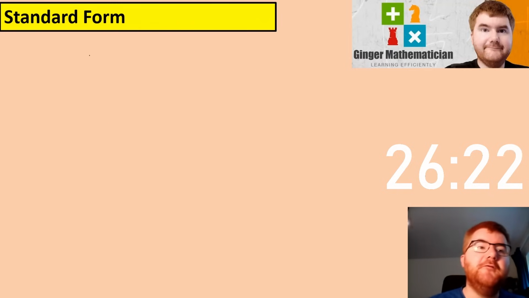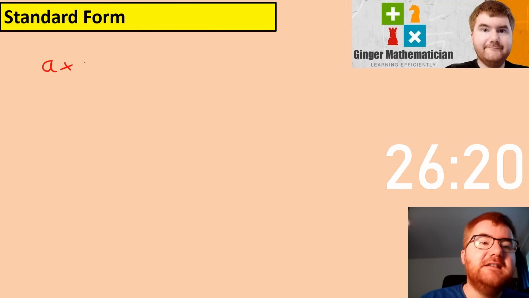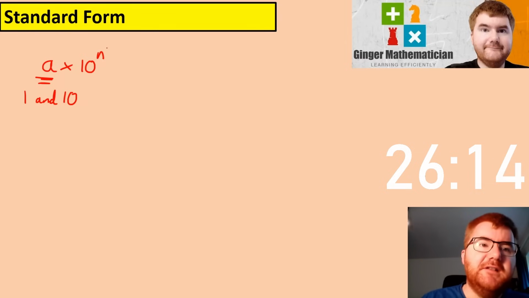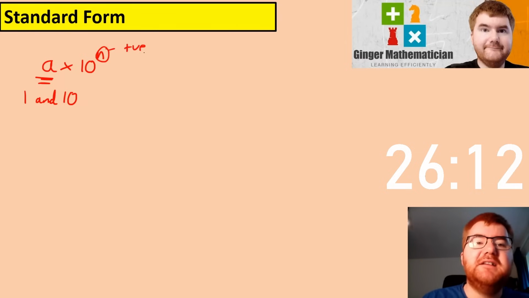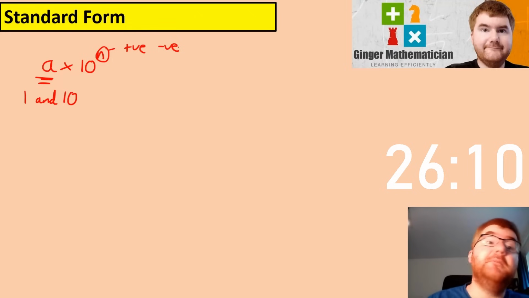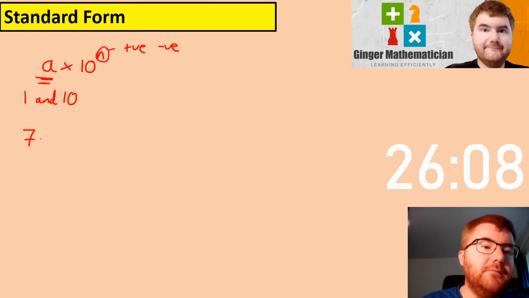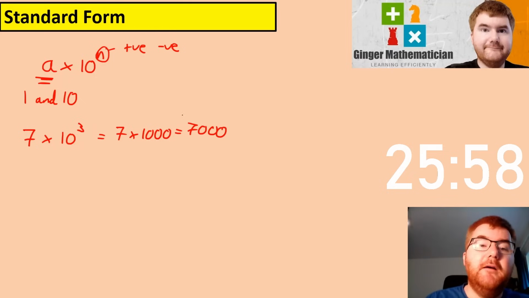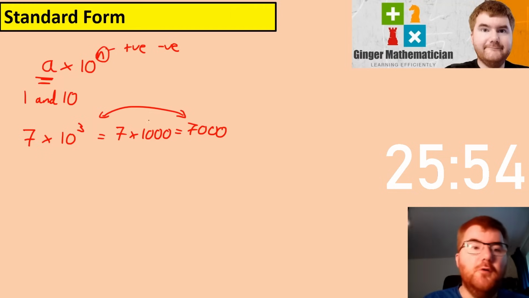Standard form. So standard form is something written as a times 10 to the power of n, where this number is between 1 and 10. And we have this number here can be positive or negative, used for writing very big numbers and very small numbers. So for example, 7 times 10 to the power of 3 is standard form. If I wrote this out, this is the same as 7 times 1,000, which is 7,000. And you need to be able to convert in both directions.